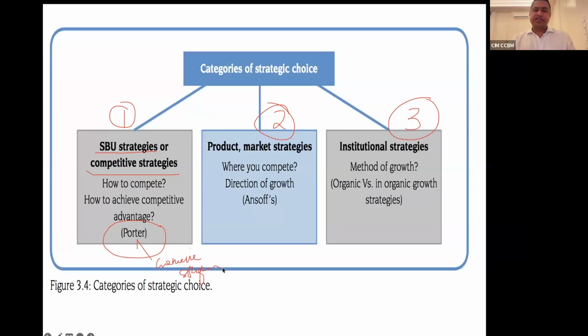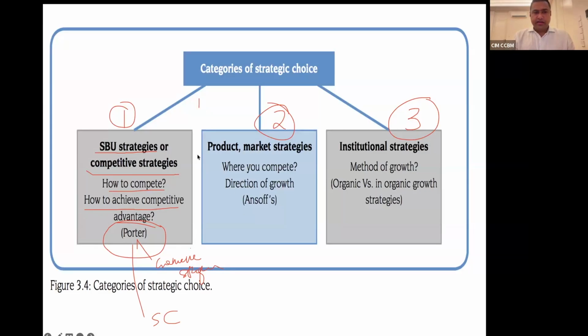So the generic strategies talk about how to compete, how to achieve a competitive advantage. That's the first type of strategy. SBU strategies, another word is competitive strategy. Denoted by Porter's generic strategies. It's another theory called strategic clock. And then you have questions such as how to compete and how to achieve a competitive advantage.